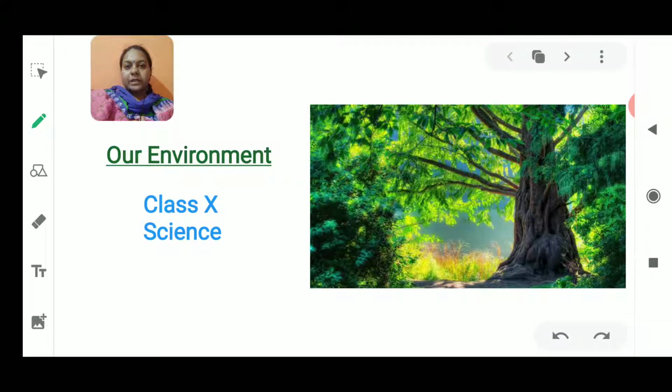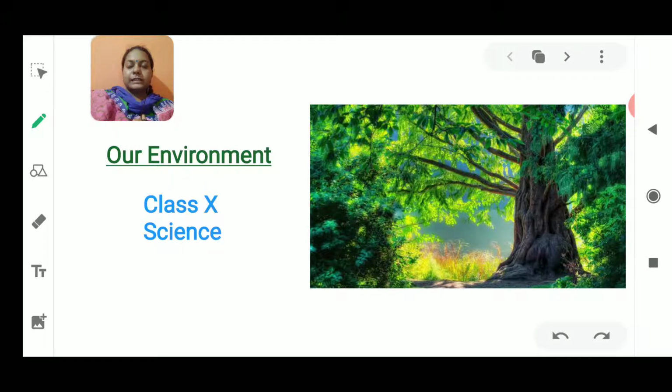That means what all things our environment consists of, how we need to use it, how we are using it, how many of the resources present there are going to be utilized, and how we are saving them. Okay, so we are going to discuss many things about our environment.